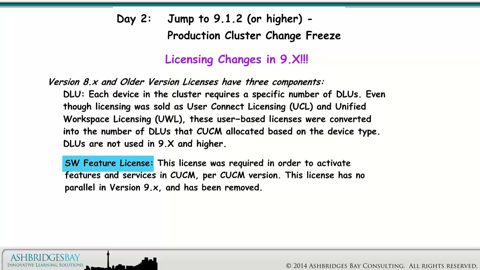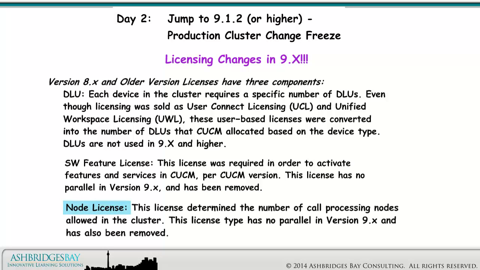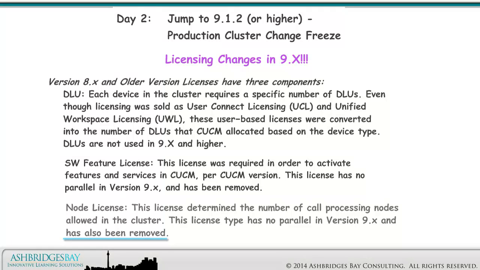Software Feature License. This license was required in order to activate features and services in CUCM per CUCM version. This license has no parallel in version 9.x and has been removed. And Node License. This license determined the number of call processing nodes allowed in the cluster. This license type has no parallel in version 9.x and has also been removed.